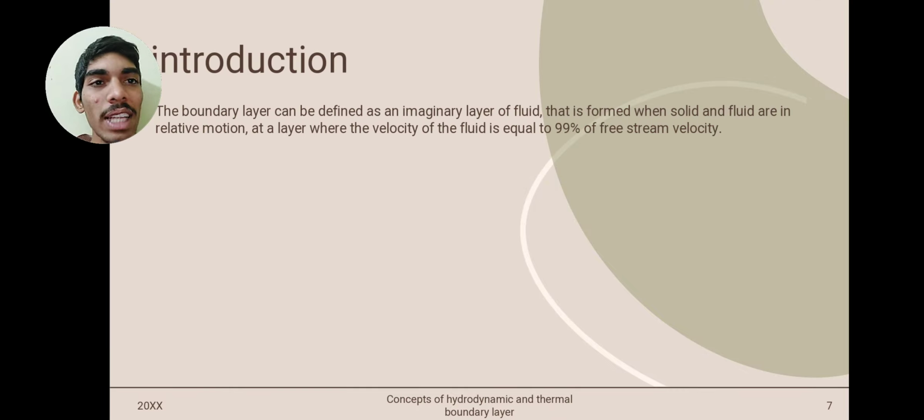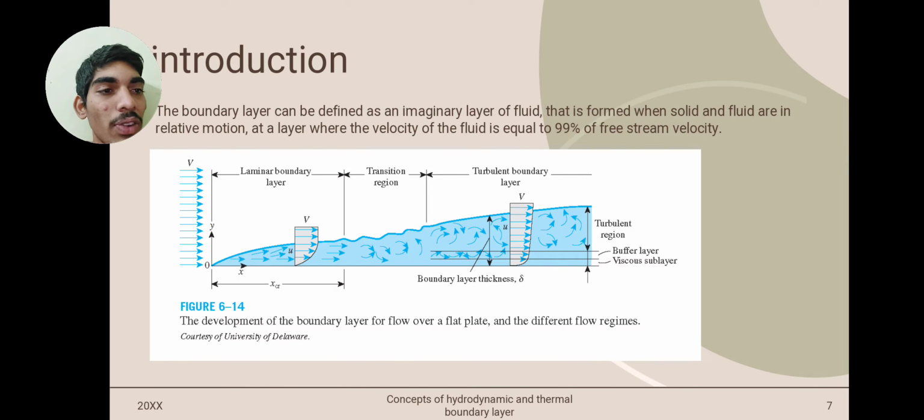The boundary layer can be defined as an imaginary layer of fluid that is formed when the solid and the fluid are in relative motion. It's a layer where the velocity of the fluid is equal to 99% of the free stream velocity. So this is a figure of the boundary layer over a flat plate and the different types of regimes.